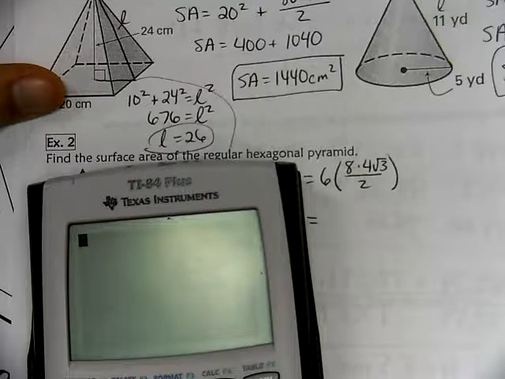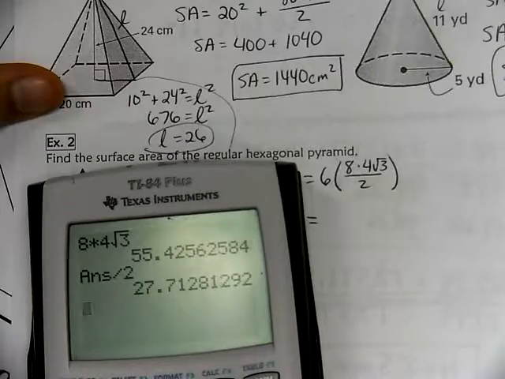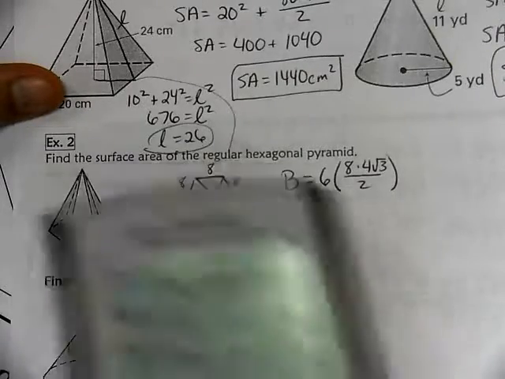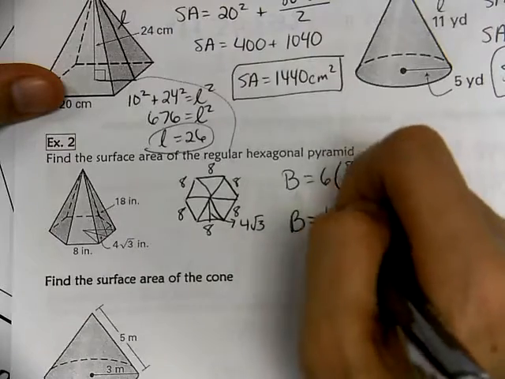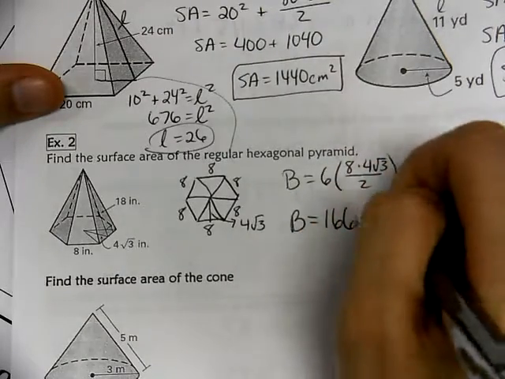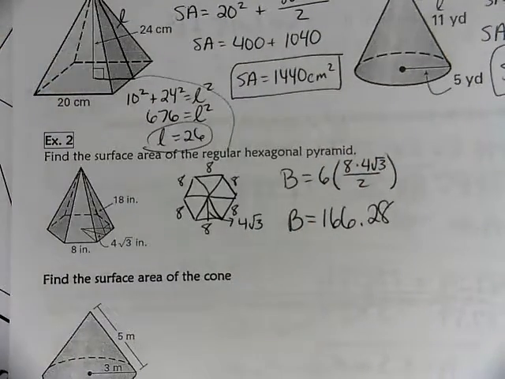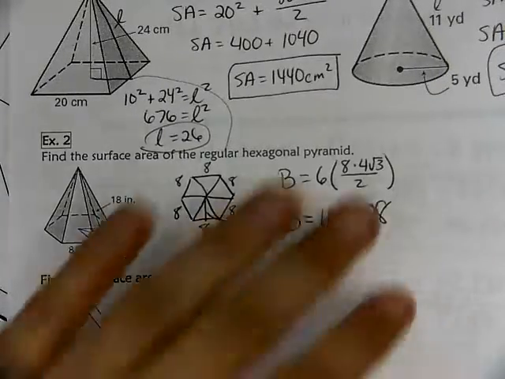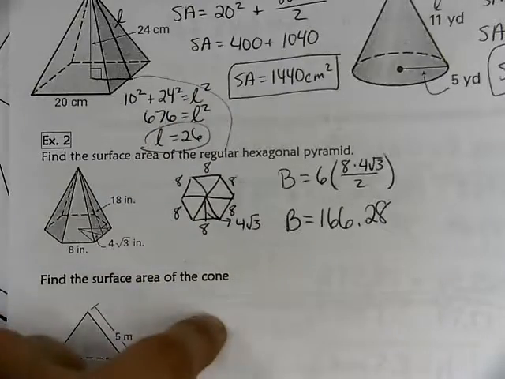So plug that in the calculator. 166.28, sorry. So that's the beginning part of our formula. That's capital B. You can always do that off to the side if you want.